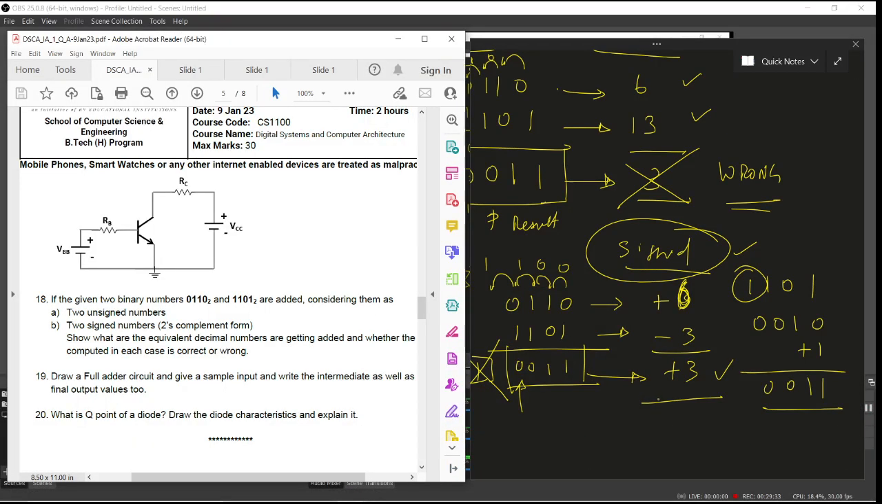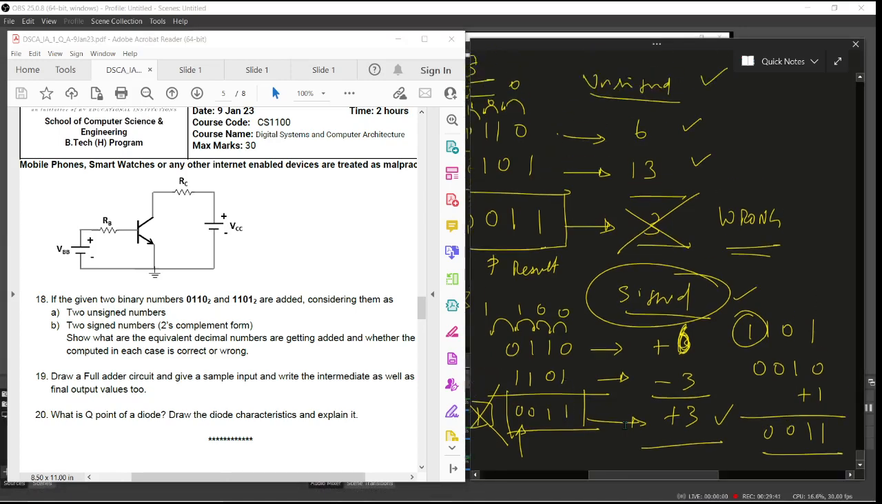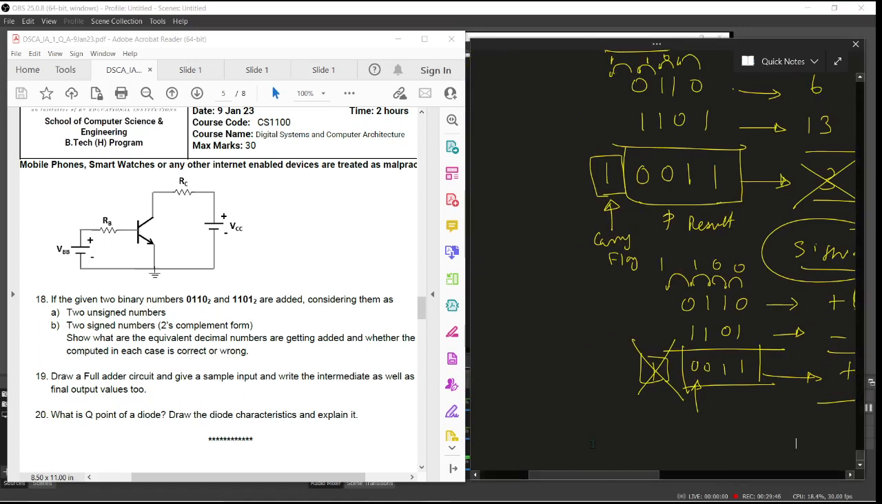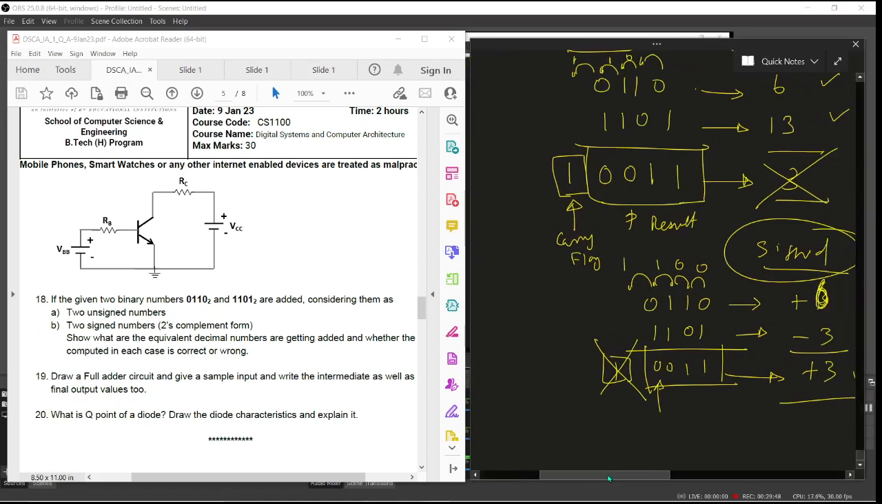Now, how does the computer know whether this addition is correct or wrong? I have explained this in the class. Even if you have not written this detail, it's okay, but for completeness' sake, I'm going to explain it here again.